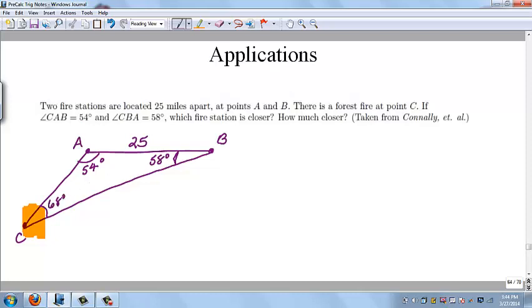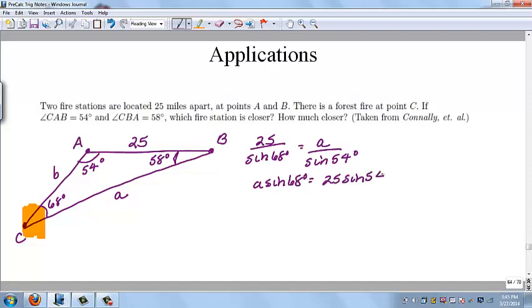So I have a lot of angles, so I'm thinking law of sines is what we're going to do. And we want to see which fire station is closer. So basically we're going to try to find little a and little b and see which one's closer. So let's find a first. I'm going to do 25 over the sine of 68 degrees equals a over the sine of 54 degrees. When I cross multiply, I have a sine of 68 degrees equals 25 sine of 54 degrees. Divide by the sine of 68, I get a is going to be 21.8 miles. So now I know this is 21.8 miles away.